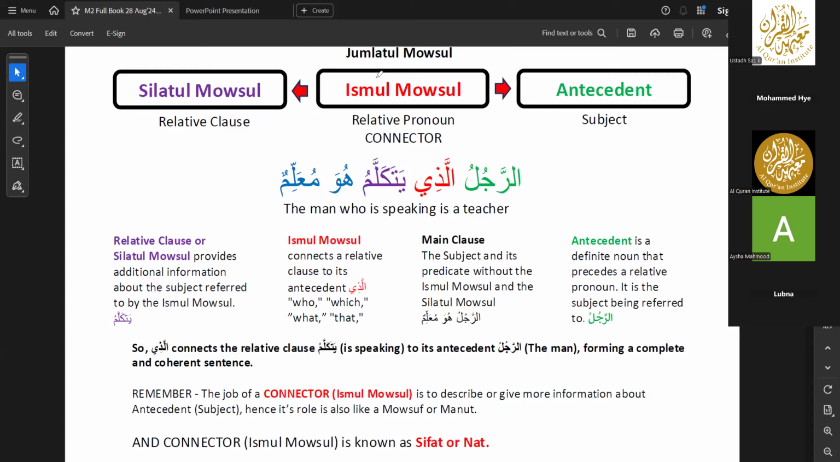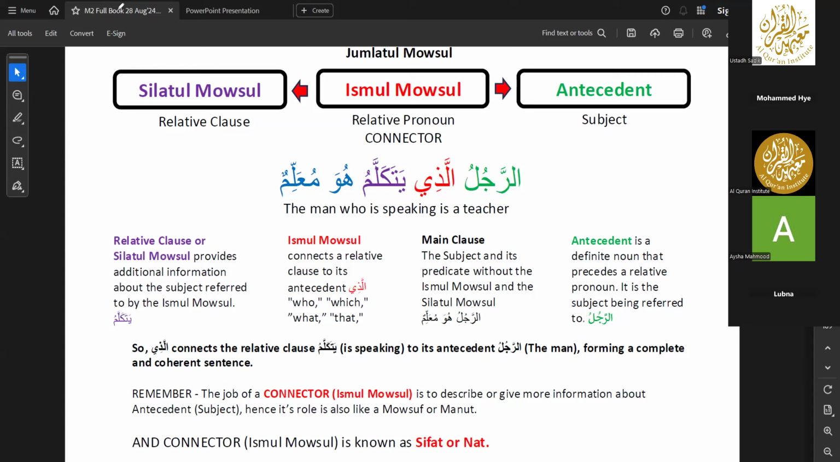Okay, in module 1, we've learned that ismu mawsul, allazi, anything after that is silatul mawsul. Here, allazi is the ism al-mawsul itself, right? Ismul mawsul, allazi, yeah, but anything after allazi is silatul mawsul. But here we are studying advanced, hence why I asked the question. After allazi, yatakallamu huwa muallimu, are they both silatul mawsul? Or is it from allazi yatakallamu huwa muallimu that is silatul mawsul?